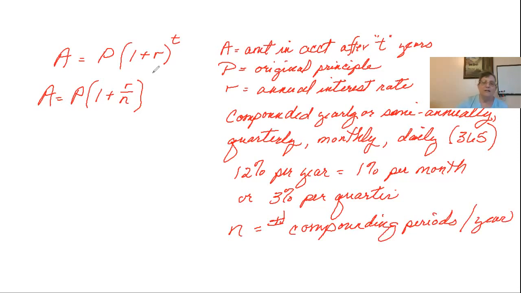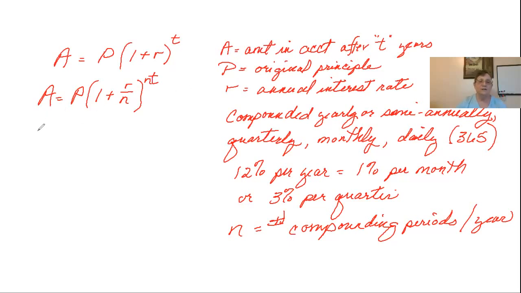However, where t is the number of years, if it's compounded 12 times a year, then at the end of the year, it's been compounded 12 times. At the end of 3 years, it would have been compounded 36 times. So we have to take the number of years and multiply it by the number of compounding periods per year to get the total number of times it was compounded.